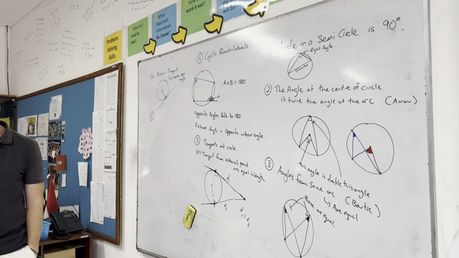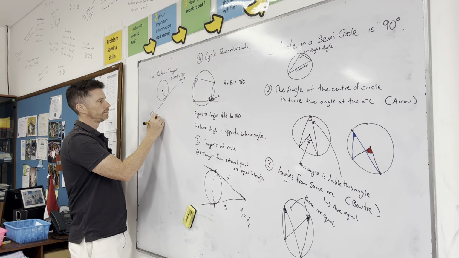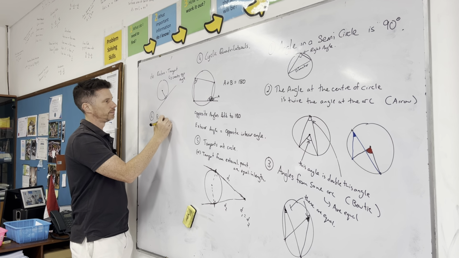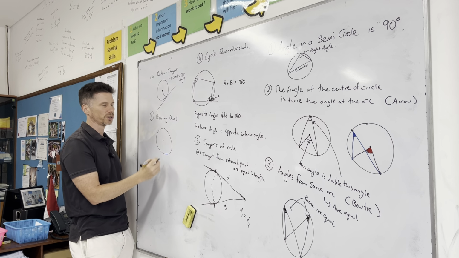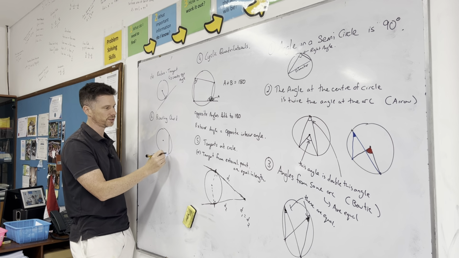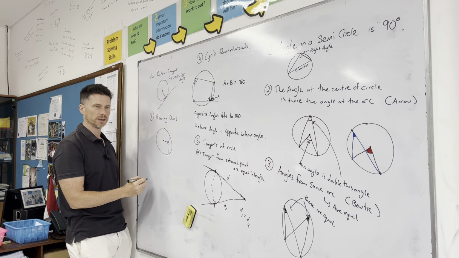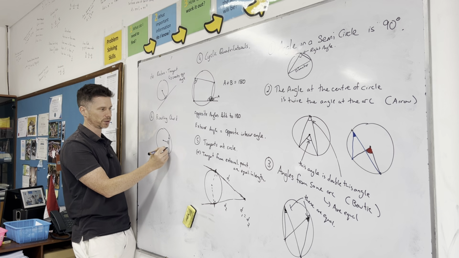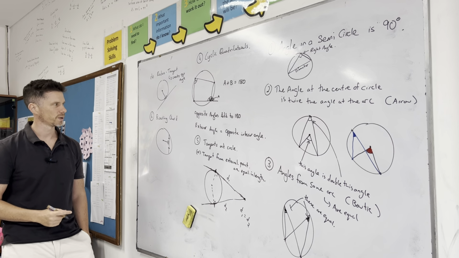Number 6. Bisecting a chord. A perpendicular from the center of the circle to a chord. So if I draw a chord, if I draw a perpendicular line, right angle, it bisects. So it cuts it perfectly in two. Mine doesn't look great, but the example over there looks better.